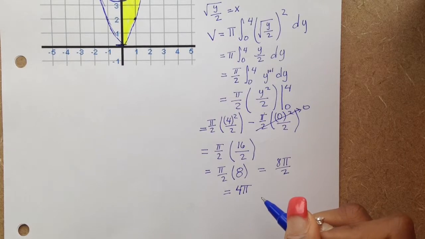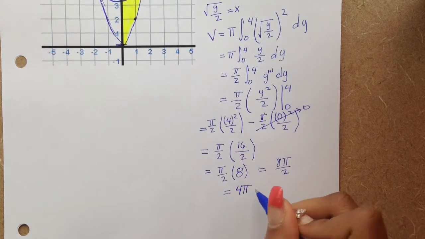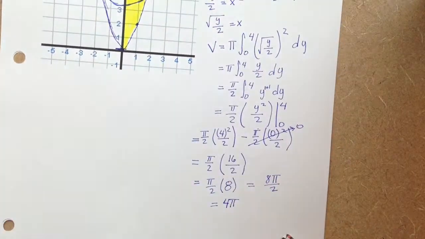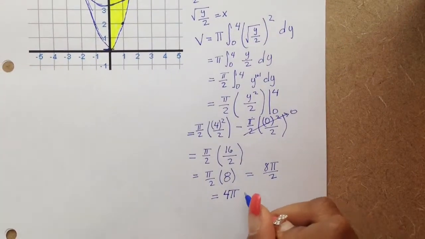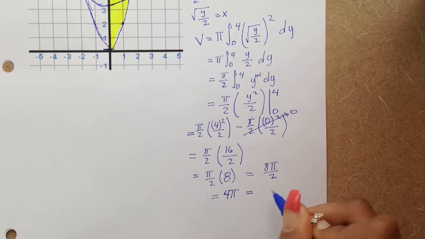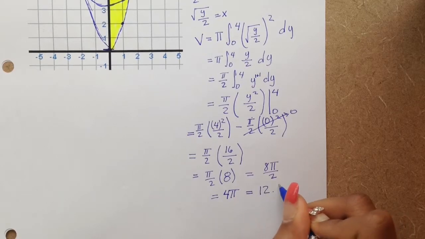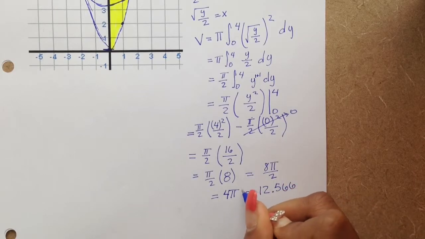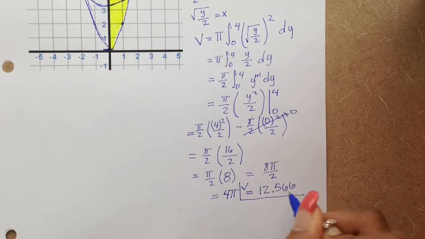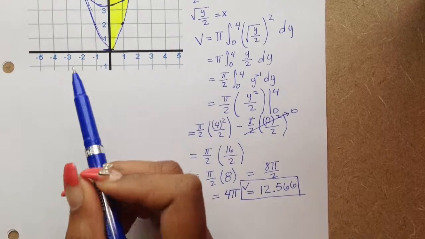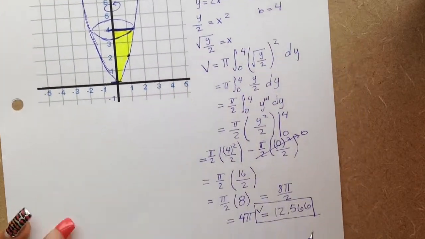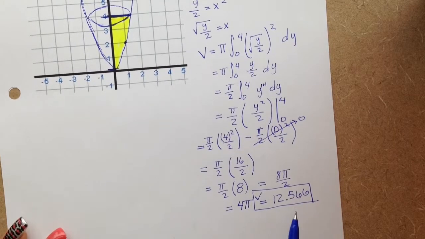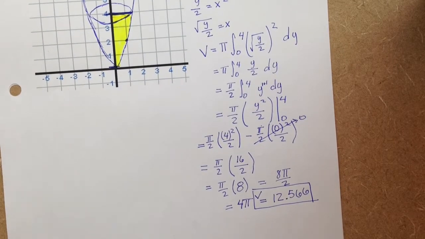And you take out your handy dandy calculator, and multiply that out, and you'll get 12.566 as your volume of this 3D solid. 12.566 units cubed, because we found the volume.